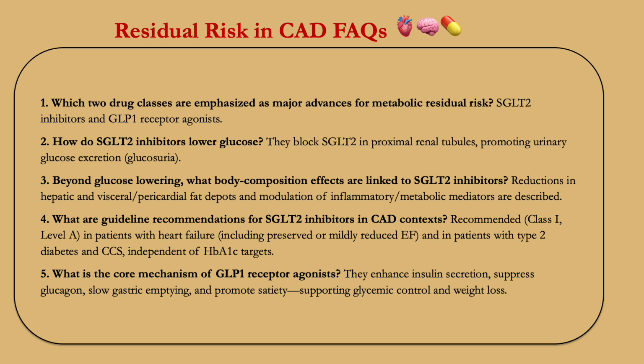What are guideline recommendations for SGLT2 inhibitors in a coronary artery disease context? Recommended class 1 level A in patients with heart failure, including HFpEF or mildly reduced EF, and in patients with type 2 diabetes and coronary syndromes independent of hemoglobin A1C targets. What are the core mechanisms of GLP-1 receptor agonists? They enhance insulin secretion, suppress glucagon, slow gastric emptying, and promote satiety, supporting glycemic control and weight loss.